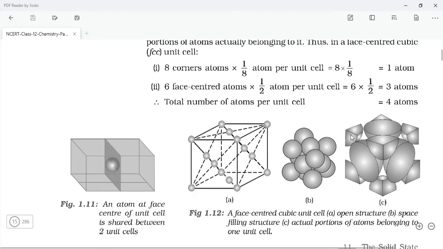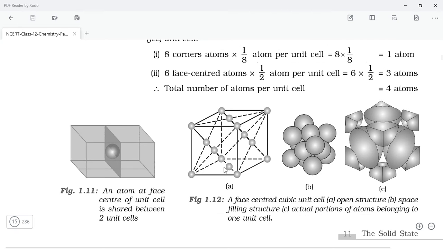Face centered is like this, where the atom is shared between two cubes. So half is counted for the left one, half is counted for the right one.